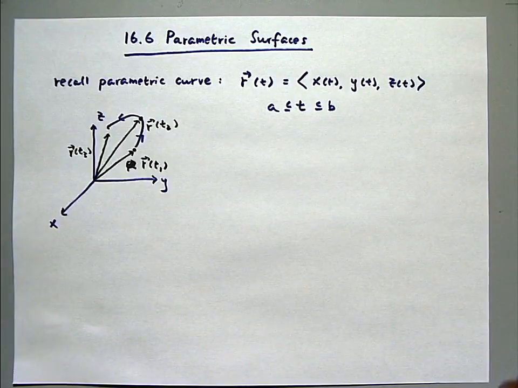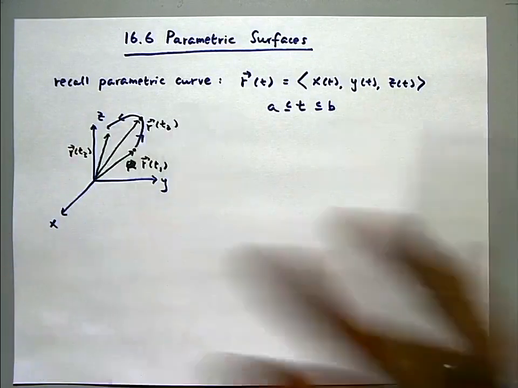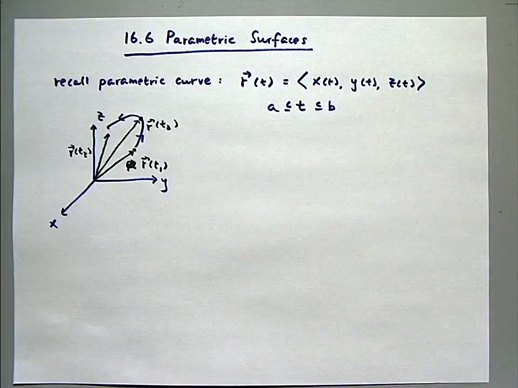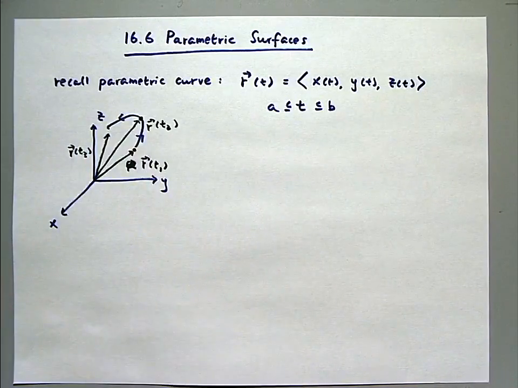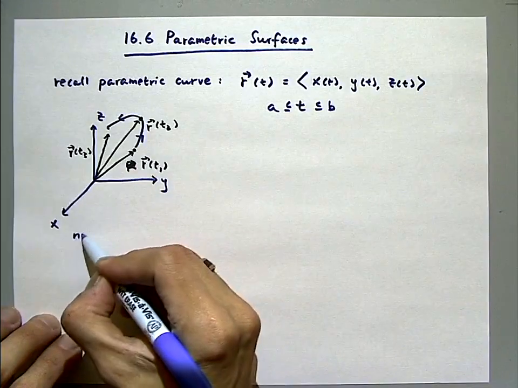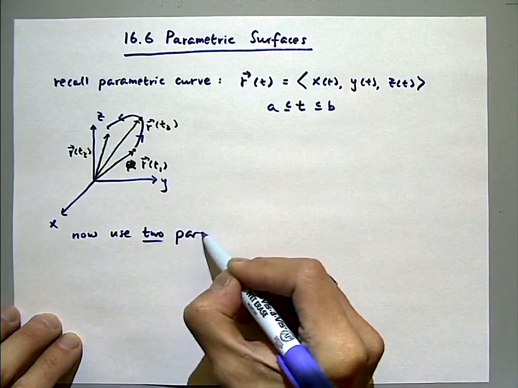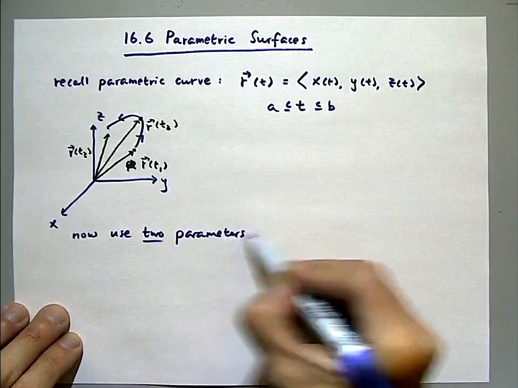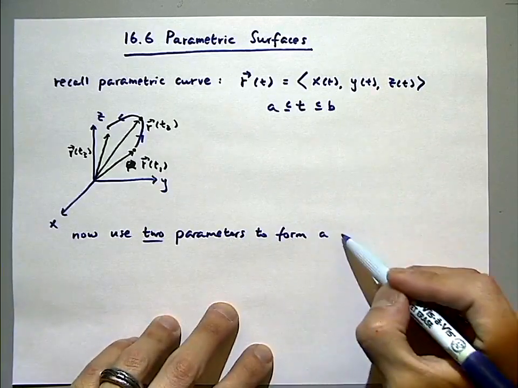Now we're going to extend that to a surface. As opposed to just a curve, some kind of curve here, we're going to make that a surface. To extend that, remember, think about what's going on here. A curve can be thought of as a one projection of a surface. So to make this a surface, we're going to use two parameters to form a parametric surface.